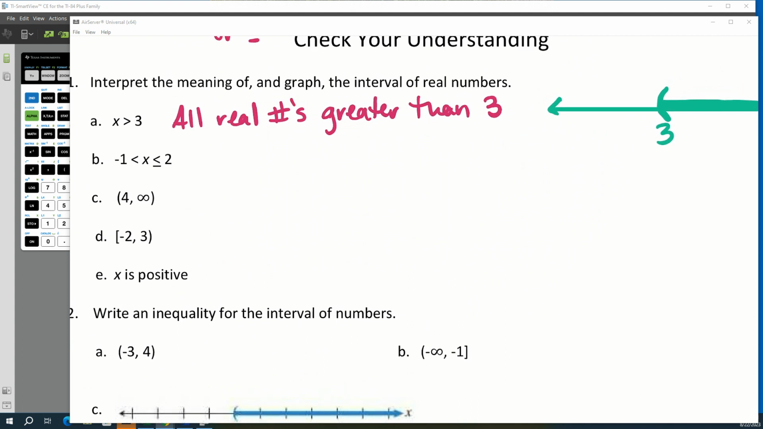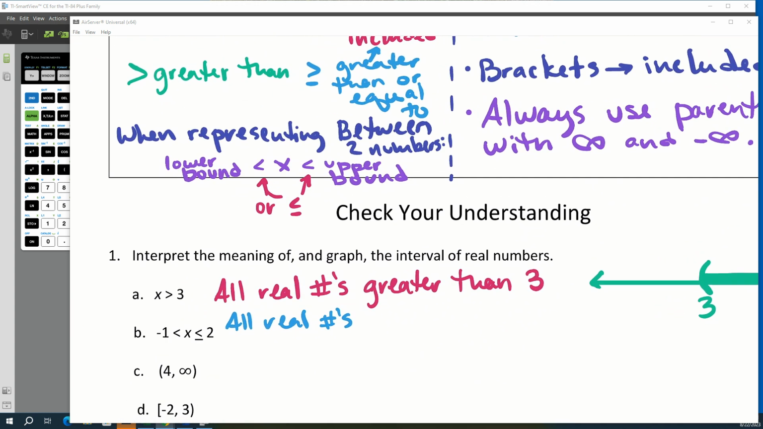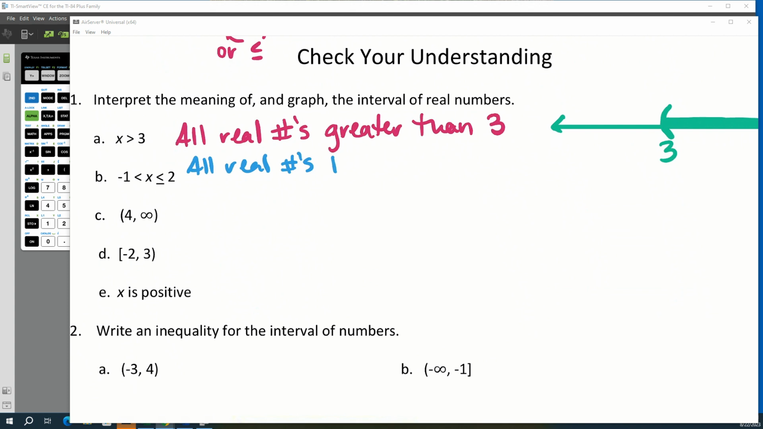Okay, let's look at B. So for B, this is still going to be all real numbers. And then when you have two numbers and the less thans, that's when we're representing between. So all real numbers between -1 and 2. Are we including either one of those numbers? 2. So we're going to put including 2.